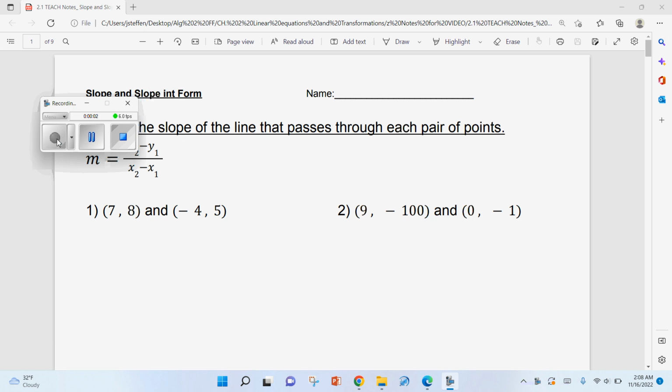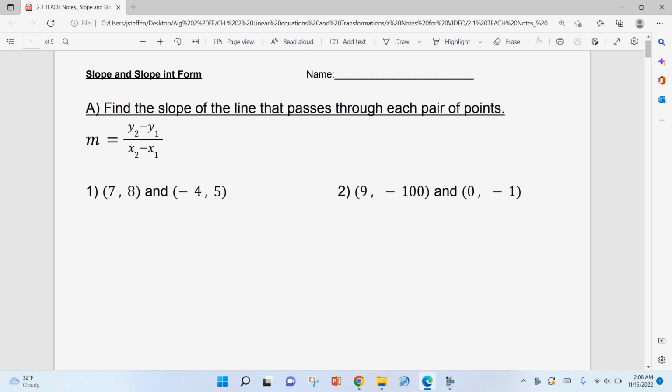This lesson is over slope and slope-intercept form. Most of this, actually all of this, should be a review from Algebra 1, so hopefully if you forget how to do it, once I go over the stuff, it sparks your memory. But this is the slope formula we're going to use first.